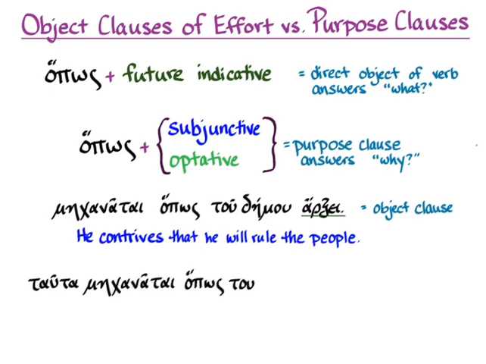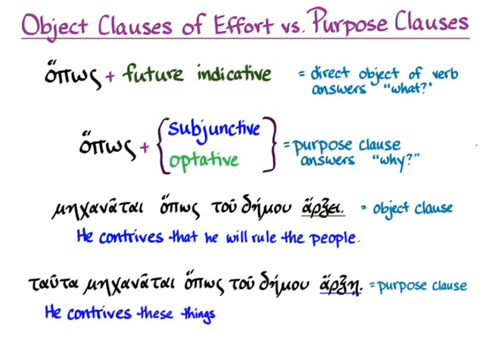Tauta mēchanatai hopos tou dēmou arxē. Here we can see that arxē is in the subjunctive. So even though we have a verb of striving with mēchanatai, what we get here is something that's answering a different question. It's a purpose clause. So he contrives these things. Oh, really? Why does he contrive these things? In order that he may rule the people.